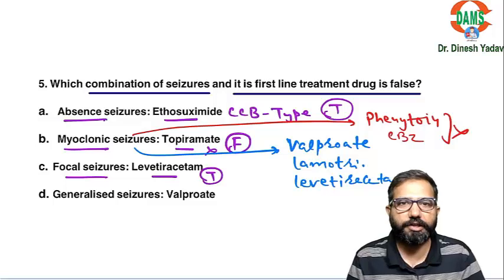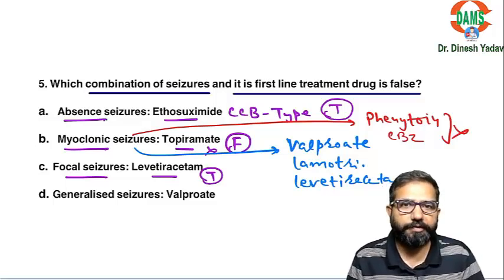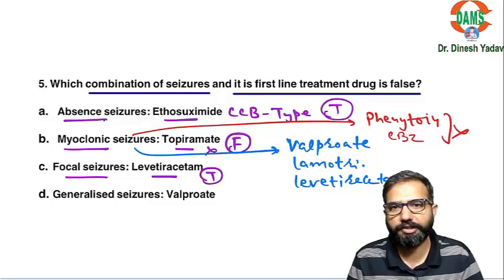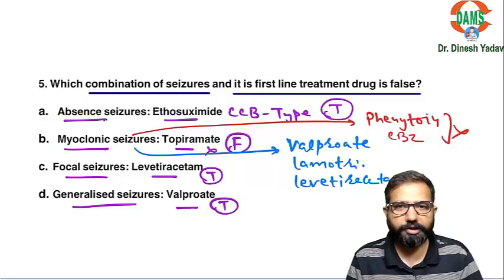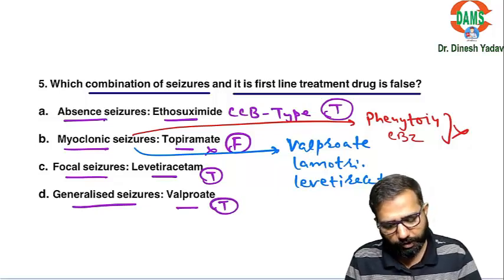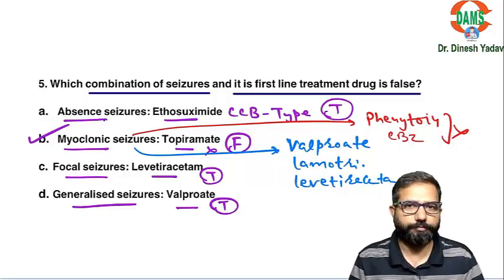For focal seizure, again levetiracetam, lamotrigine and carbamazepine. These drugs are first line drug. In generalized seizure, valproate, lamotrigine, these are the first line drug. So all are true except myoclonic seizure, where topiramate is not a first choice.